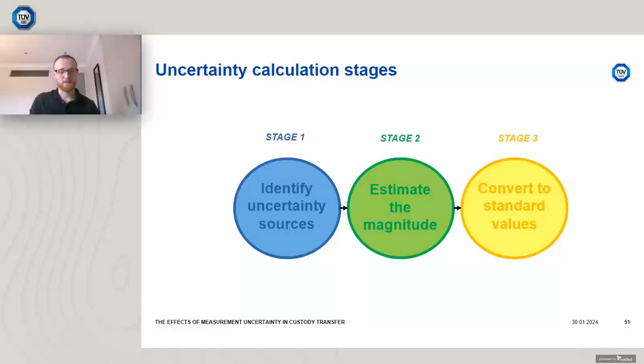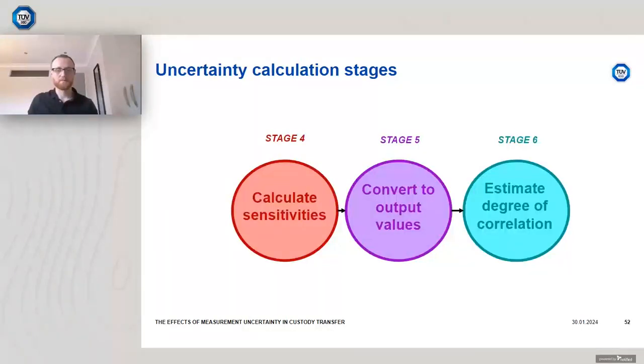The next step is to estimate the magnitude of all the sources. You then convert to standard values. As I said before, it might be in expanded uncertainties or give a k factor. Typically, for uncertainty budgets and calculations, it's better to get things back to a standard uncertainty. From there, you calculate what's known as a sensitivity coefficient. I'll touch on this in the example, but it's essentially how sensitive the output parameter is to whatever uncertainty parameter you're currently treating.